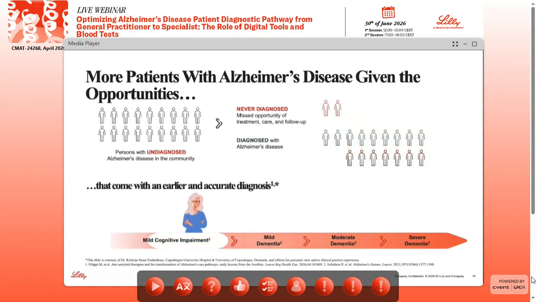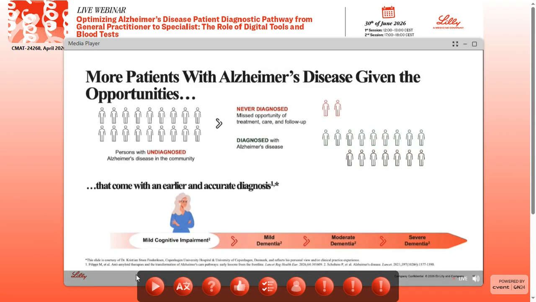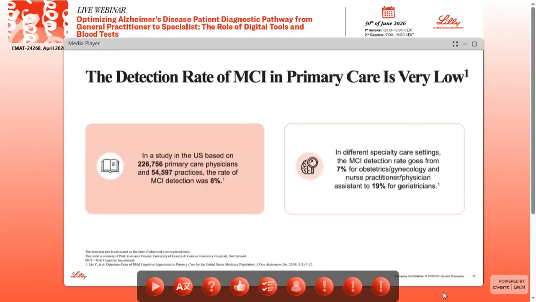So even with all these biomarkers available and being in the 21st century, we still have Alzheimer's disease heavily underdiagnosed or never diagnosed. And this causes missed opportunities for patients, for treatments, for care and follow-up planning. So we need to take care to try to diagnose earlier and accurately those patients. And just to give a number to it, there is about 8% of MCI detection rate based on the study run in US, and in Europe it's about 10%.